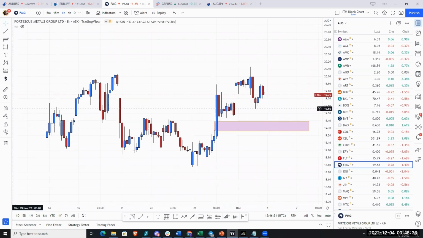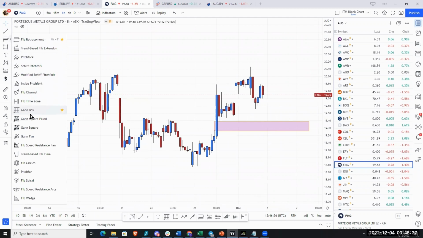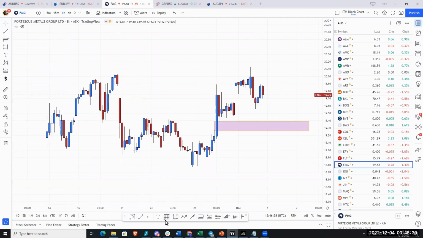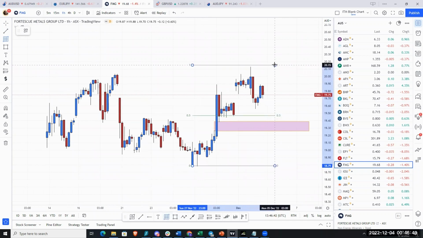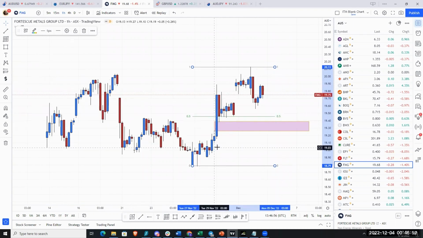Now, another thing which we learned in the previous video is about the market premium and discounted zone. So if I mark from here and here, you can see that this fair value gap is below my discounted zone. So that means that can be a strong point of interest for me to actually buy this particular stock.